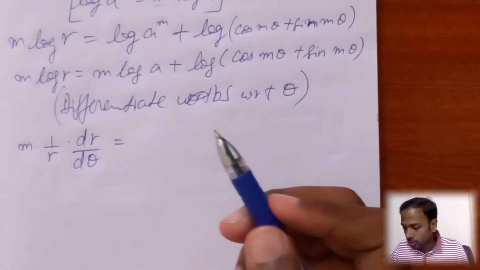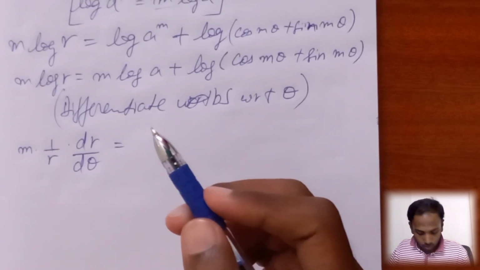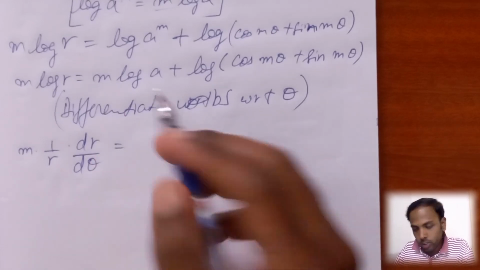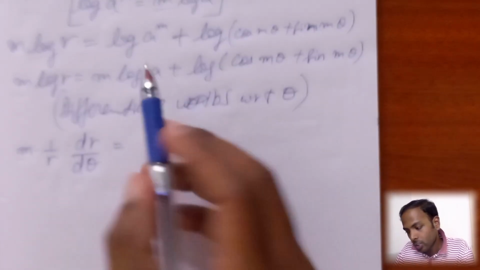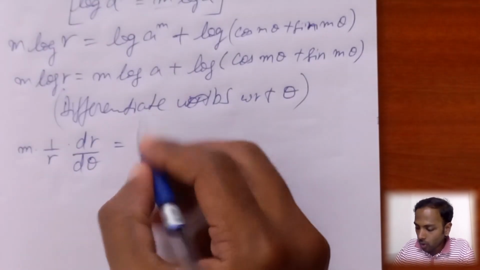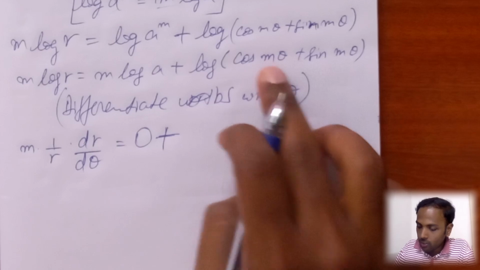Is equal to, okay, this is a constant, right? Yeah, it's a constant. M is also constant. Log A is also constant. So constant into constant is another constant. Differentiation of constant is 0 plus differentiation of this entire thing with respect to theta.